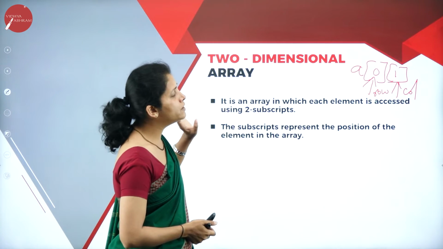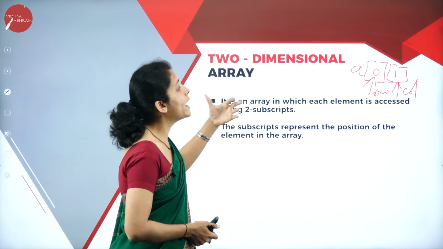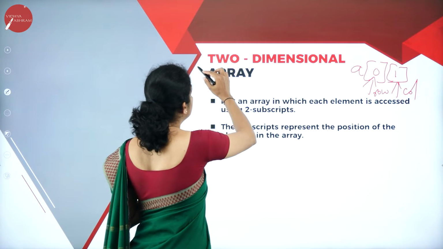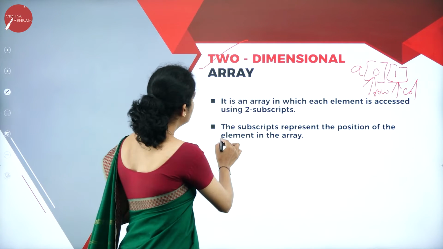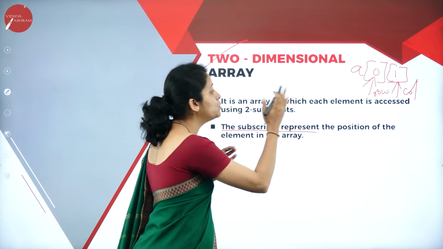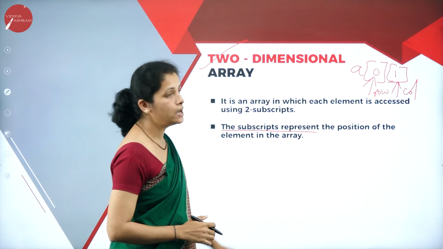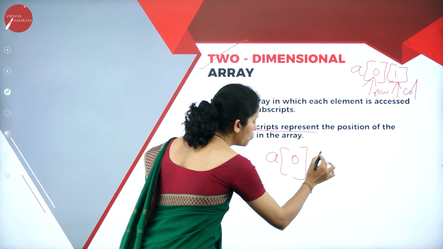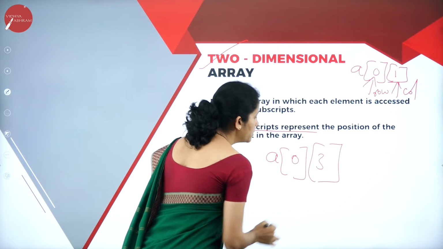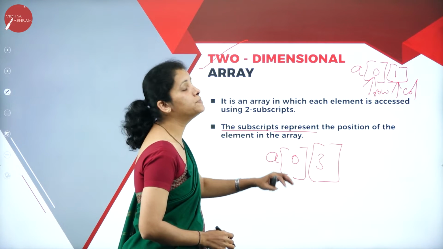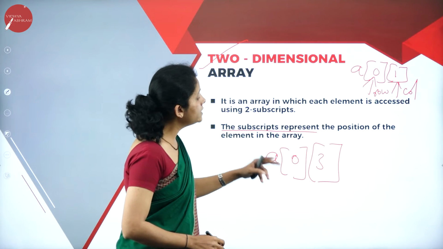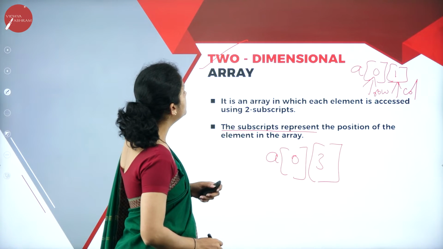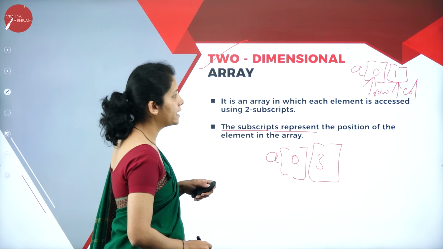It's also an example for array. But how am I going to access it with the help of 2 index? For that reason, it is called two-dimensional array. The subscript represents the position of the elements in the array. So, if I write A of 0 and 3, this subscript represents the position in the array, where the element is stored in the location 0, 3. This is the example for two-dimensional array.